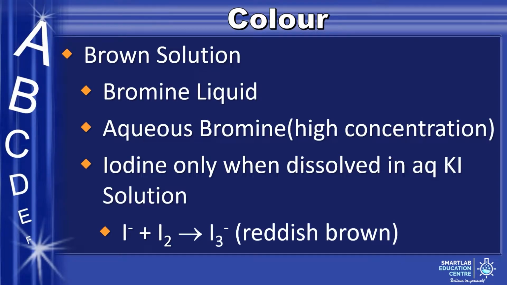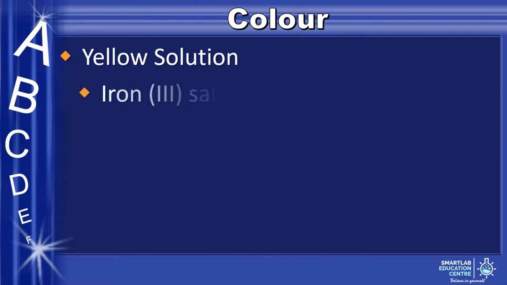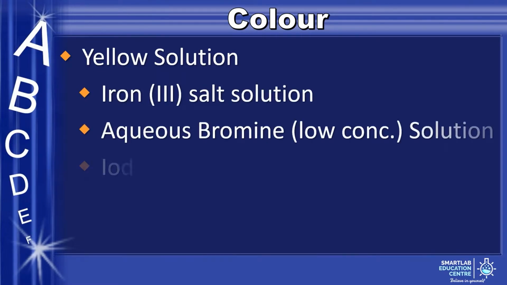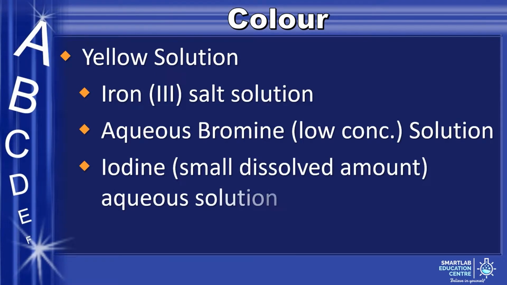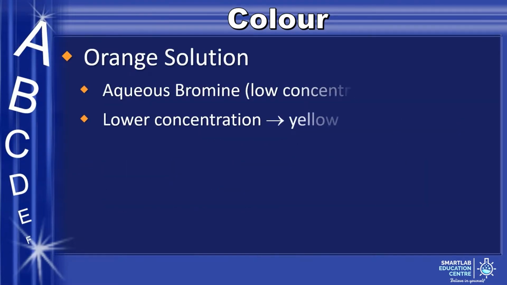However, in the case of iodine, it is only a brown solution when it is dissolved in aqueous potassium iodide solution, with equation stated below. These are the examples of yellow solutions as well, with aqueous bromine being yellow only at low concentration. While aqueous bromine of a low concentration will be orange as well.